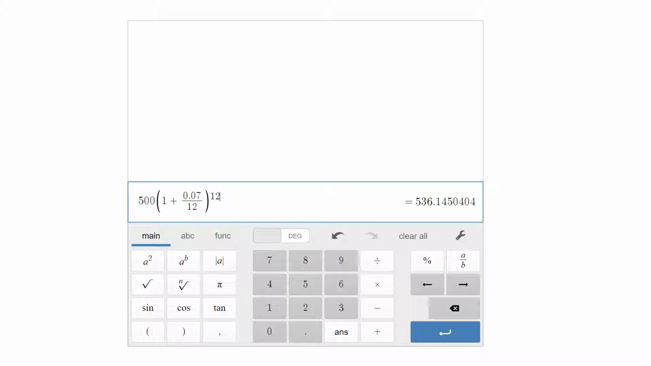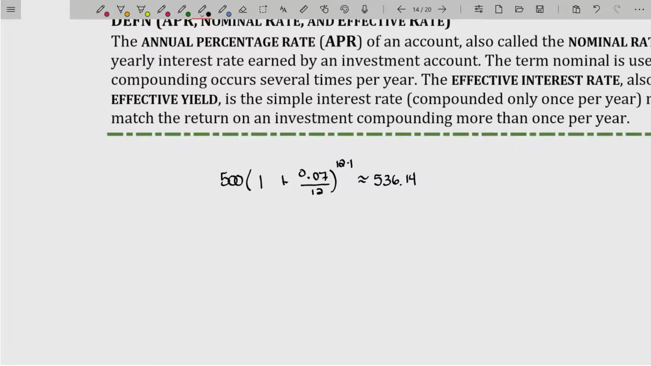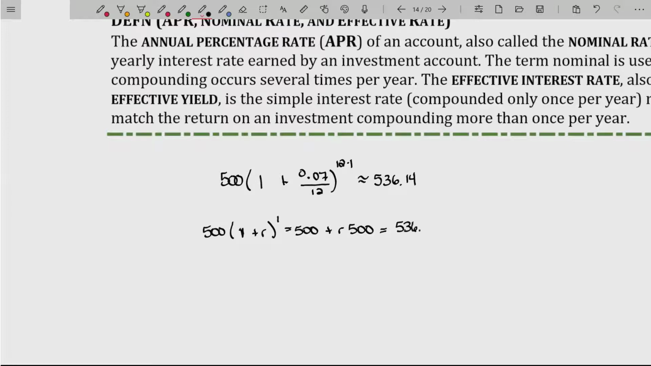Now the real question is, what rate would I have to invest at to get to that same amount if I did not get any compounding throughout the year? So again, I want to know if I have $500 and I invest 500 times 1 plus R for a single year. Okay. That's simple interest right there. If you distribute this through, you'd get your $500 back plus some percentage of $500. And you want that to be $536.14.